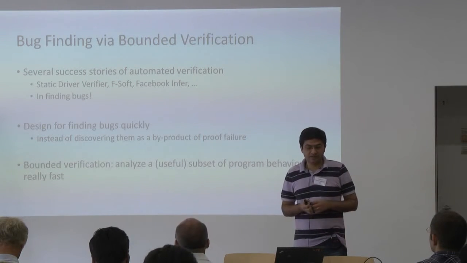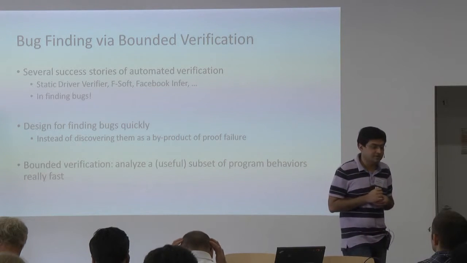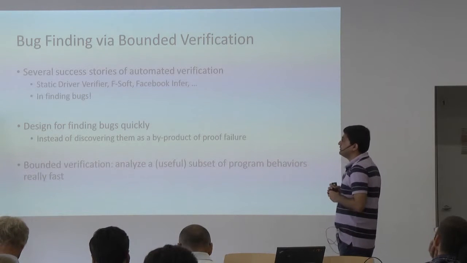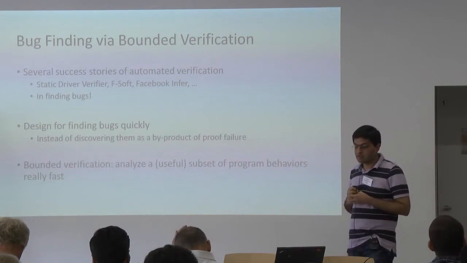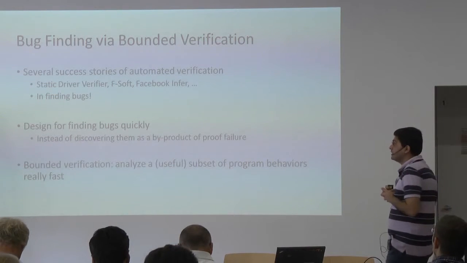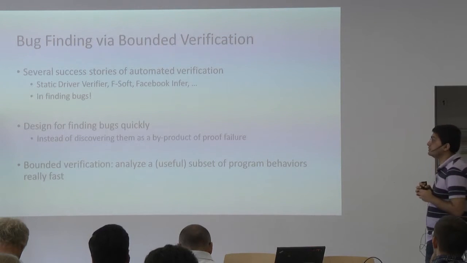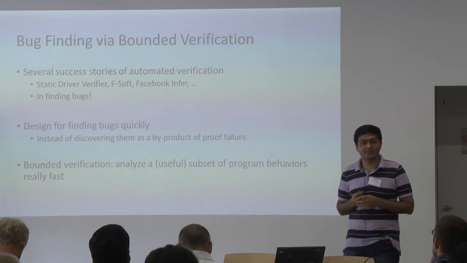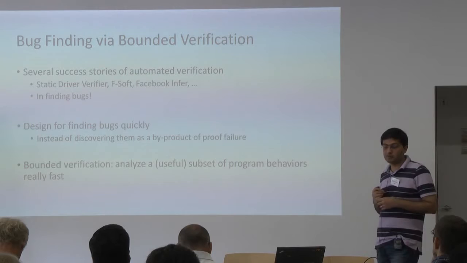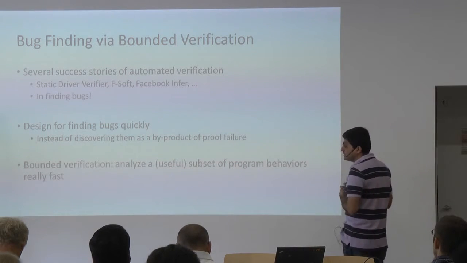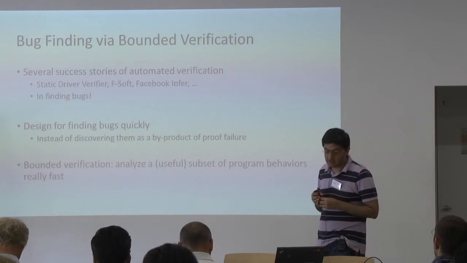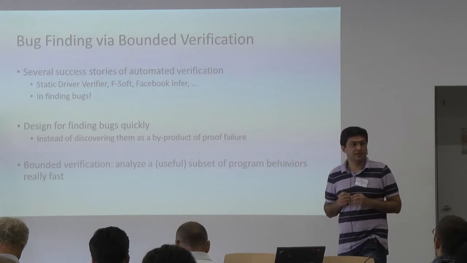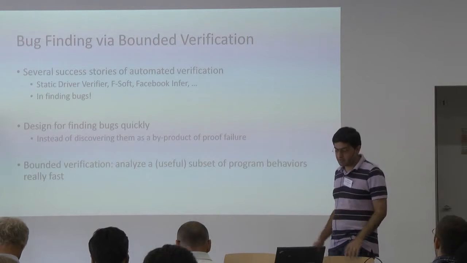The focus of my work recently has been on bug finding using what we call bounded verification. In the context of building automated program analysis tools, there have been several success stories, like the Static Driver Verifier and Facebook Infer that we heard about yesterday. One thing to note is that mostly the success stories have been in finding bugs, and it's no surprise that people in the industry care about finding bugs. So my work has been on designing analyses for finding bugs quickly, rather than waiting for them to fall out as a byproduct when proof discovery fails. Bounded verification is an idea that captures this. You identify a subset of program behaviors that you're going to analyze, and you cover that subset as efficiently as you can, and hope that most of the interesting bugs will lie in that subset. That's what I mean by bounded verification.